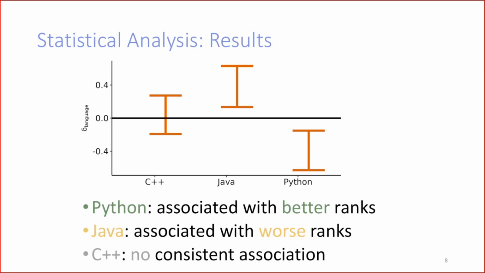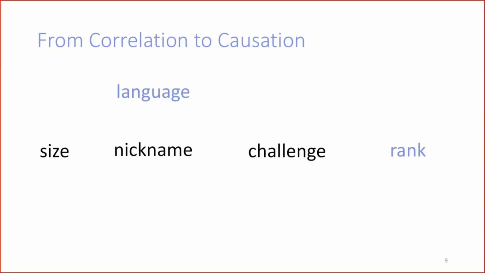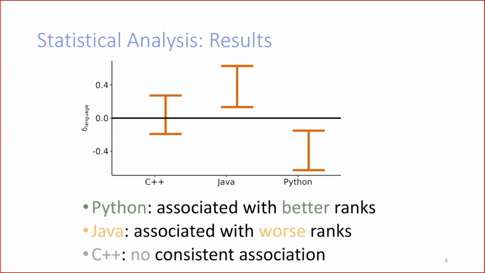Okay, so that was the first step of the analysis. However, and this is the main point of this talk, the ones shown here are just statistical associations, right? There are a lot of things that go on. There are a lot of factors that affect the outcome variable, the rank in this case.